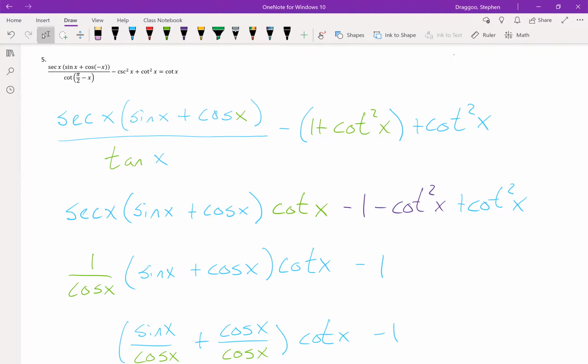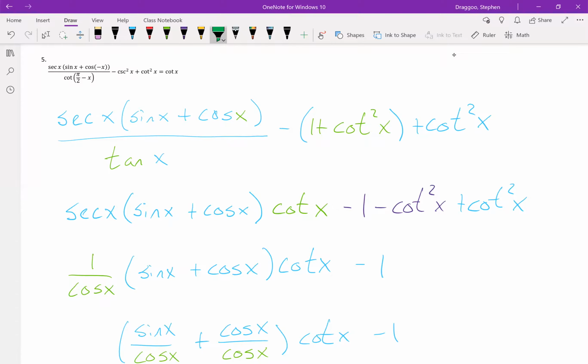Okay, problem 5 has quite a bit going on. But again, I'm going to start the same way that I always do. If I have any angles that are not simply x, I'm going to change those first. So I have a cosine of negative x, I have a cotangent of pi over 2 minus x, and that's where we'll start. Cosine of negative x is just cosine x, and cotangent of pi over 2 minus x is just tangent x. Both of those pieces highlighted in green.